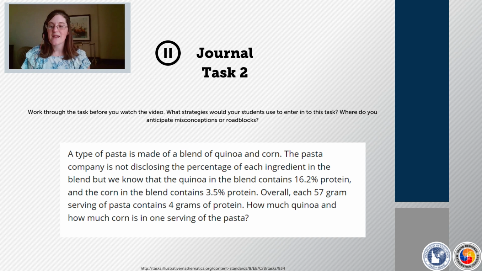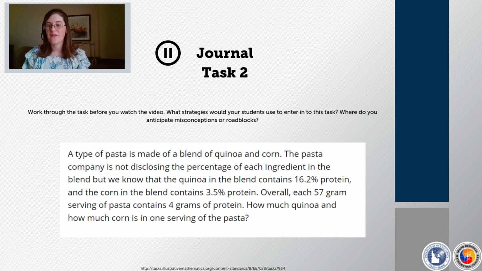Okay, this task asks students to find the amount of two ingredients in a pasta blend. The task provides all the information necessary to solve the problem by setting up two linear equations and two unknowns. There are two similar tasks designed for students in high school, quinoa pasta 2 and 3. These require students to find the information that is explicitly given in this problem here. Quinoa pasta 2 provides the information in the statement of the task in the form of a nutritional label instead of just listing it in the task.